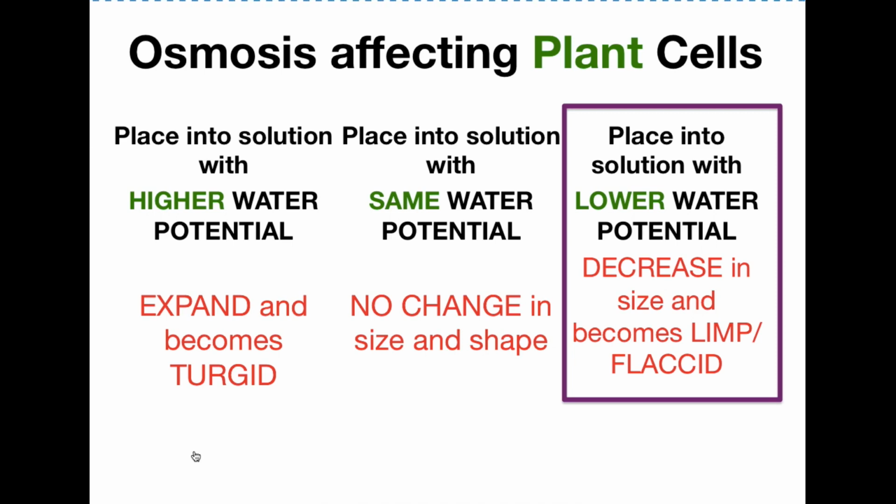This is because water molecules will leave the cell into the solution by osmosis through the partially permeable membrane, also known as the cell surface membrane. As the cell loses water, the vacuole will then decrease in size. The cytoplasm will shrink away from the cell wall. This process is also known as plasmolysis. The plant cell can return to its original state when placed into a solution with higher water potential. The cell will therefore increase in size and can become limp or flaccid.